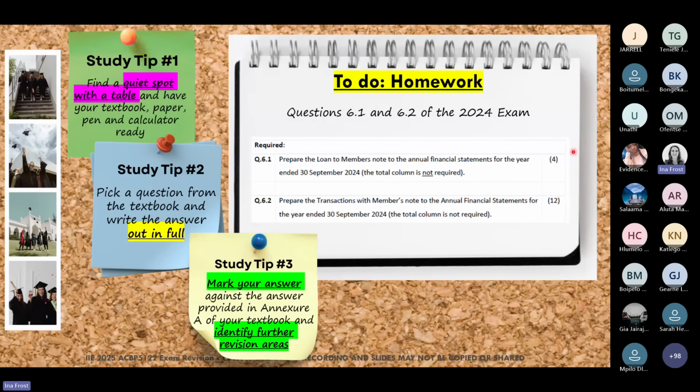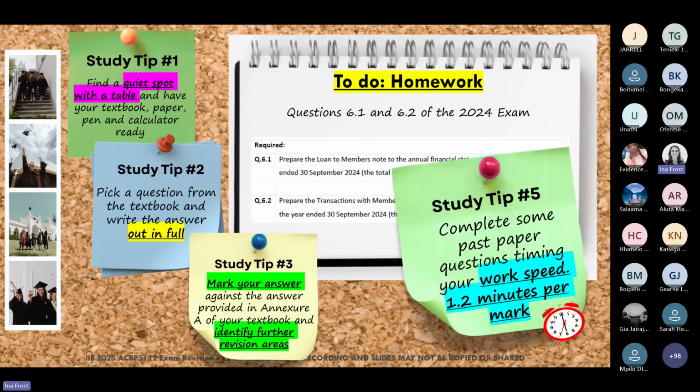So if we go back here, this question was for 14 marks. Remember again, you're going to take that 14 and multiply it by 1.2. It means the student had just under 17 minutes. So if you want to try this question at home, give yourself 17 minutes and see if you're able to prepare those 3 notes for this exam question.